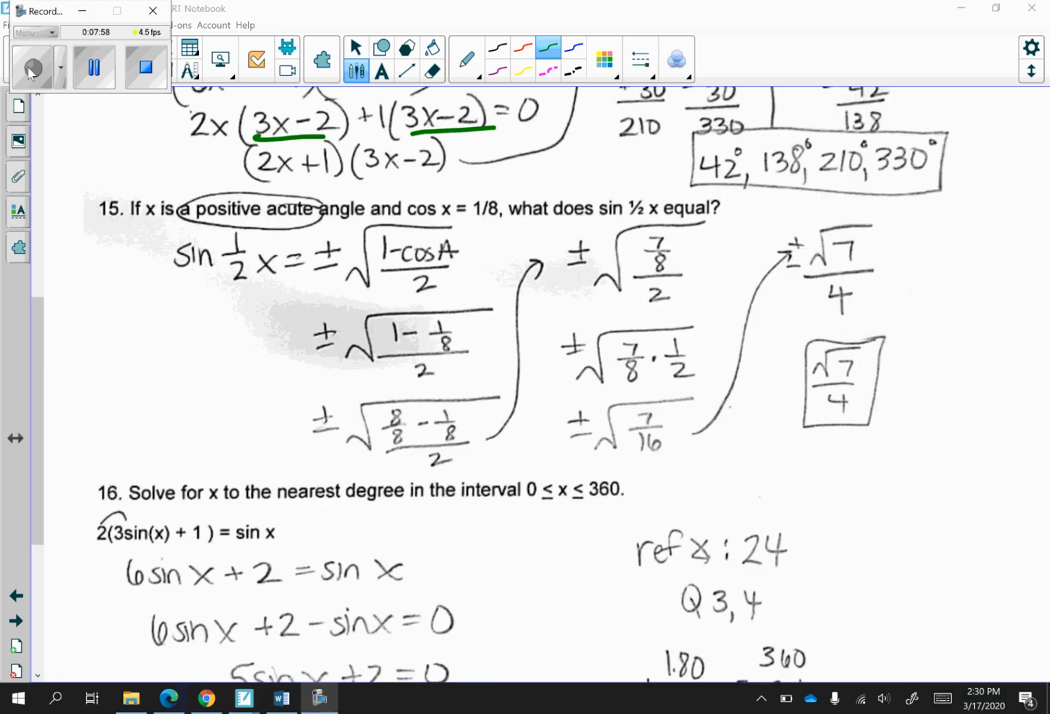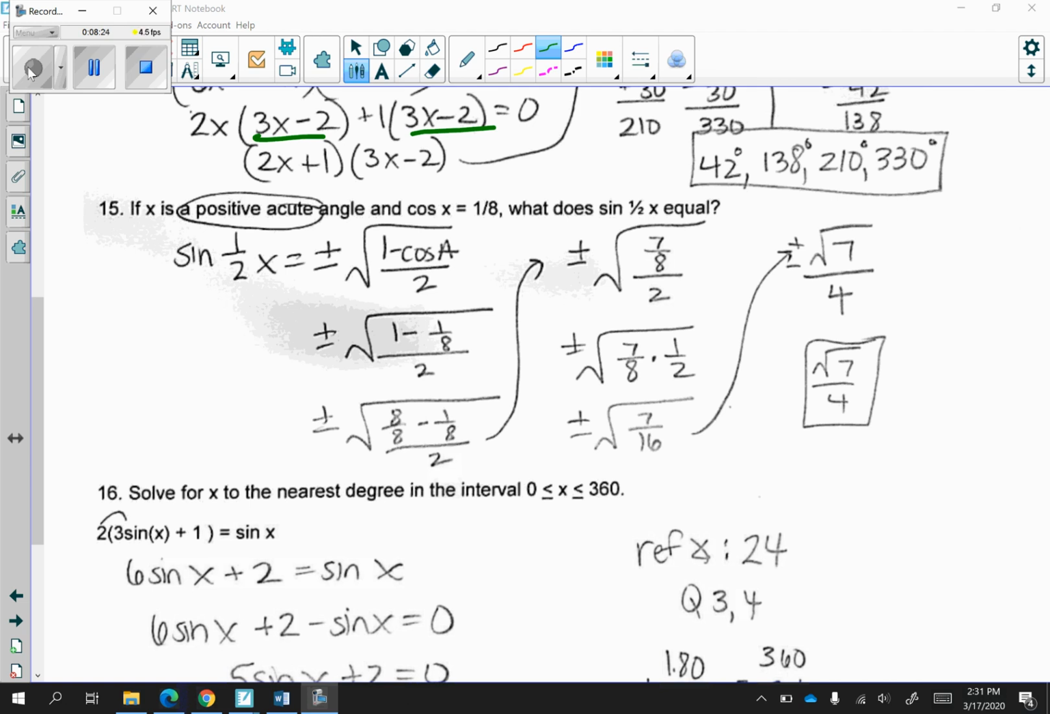Number 15, if x is a positive acute angle and cosine of x is equal to 1/8, what does sine of 1/2 x equal? So I use the half-angle formula for sine, which is plus or minus radical of 1 minus cosine of x divided by 2. We know that cosine of x in this case is 1/8. Replace it in. I changed 1 to be 8 over 8. Simplify. Radical 7 over 8 divided by 2.